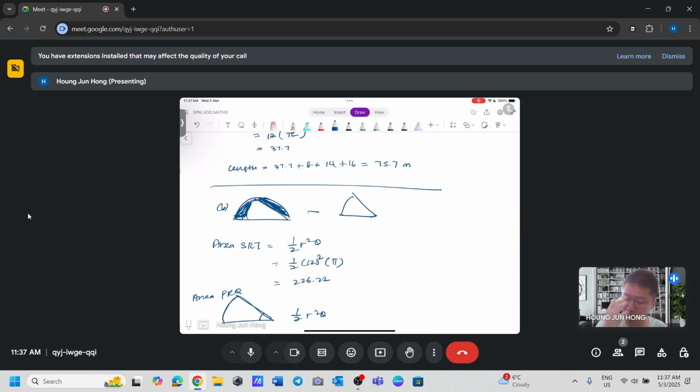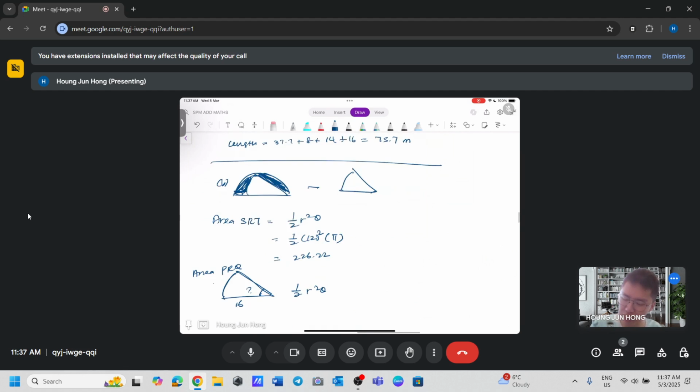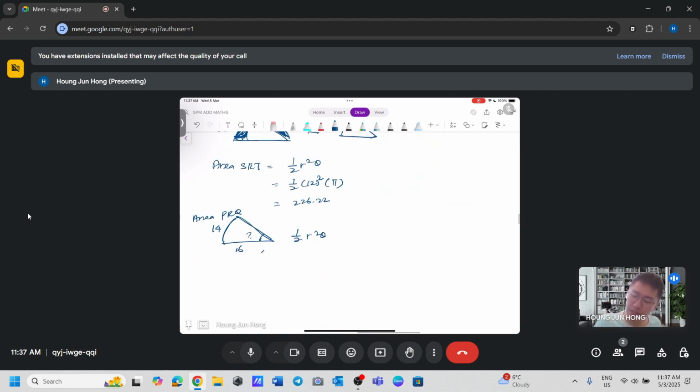Again, we need half r squared theta. We know r is 16, but we don't know what theta is here. So how can we find that? You know that the arc length as given is actually 14. That means I can form an equation s equals r theta: 14 equals 16 theta, so theta is 14 over 16, which is 7 over 8. Then we bring this back to here. The area would be half times 16 squared times 7 over 8.